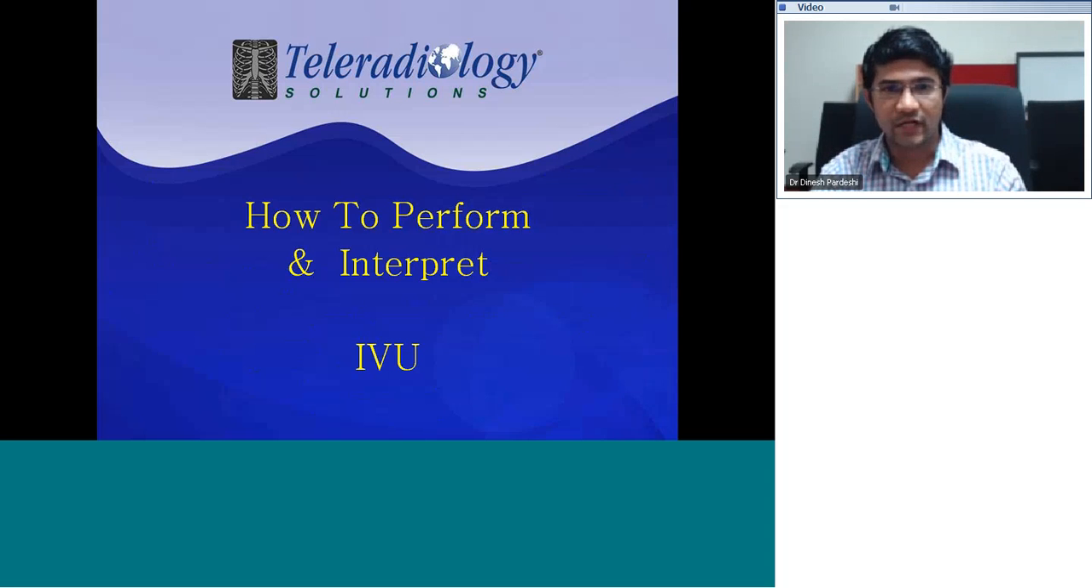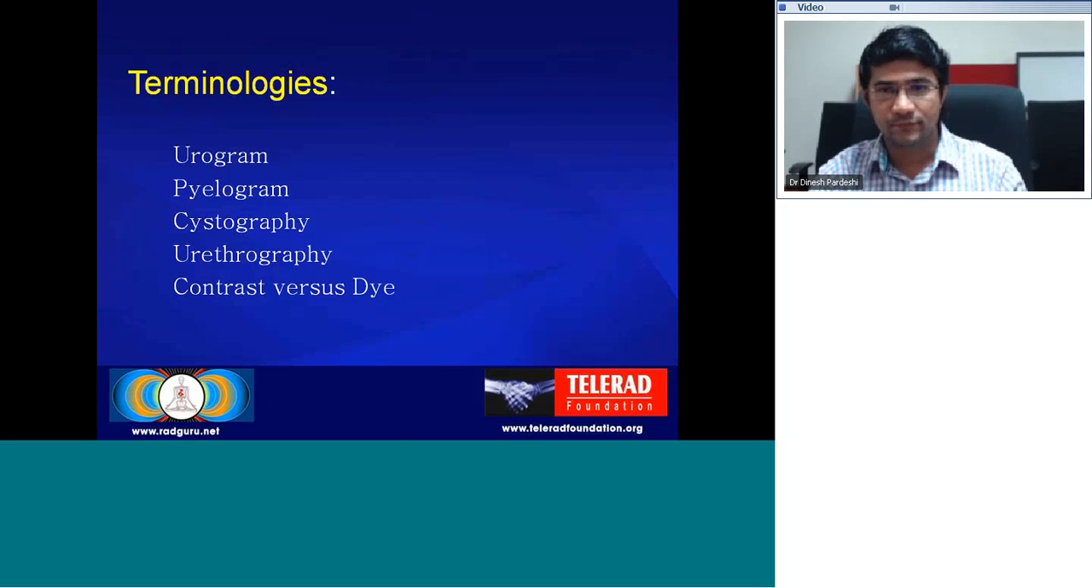To start with, let us learn a few terminologies correctly. Very commonly the IVU is used interchangeably with the word IVP, which is intravenous pyelography, though it is not correct. The urogram is defined as the study to see the renal parenchyma, collecting system and the ureter, whereas the pyelogram stands for the evaluation of only the collecting system, which is usually done by the retrograde view, not by the injection of intravenous contrast. So practically, when reporting and for all purposes, IVU is the correct term and should be used.